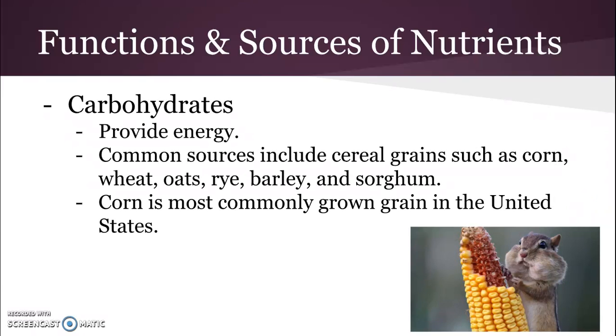So functions, and where do we find all these nutrients? Carbohydrates, going back to our very first nutrient, provide energy. Common sources of carbohydrates are going to include what are called cereal grains. Cereal grains are things like corn, wheat, oats, rye, barley, and sorghum. Corn is the most commonly grown grain in the United States. That's why we use it in so many of our FFA symbols. It's because every single state grows corn.